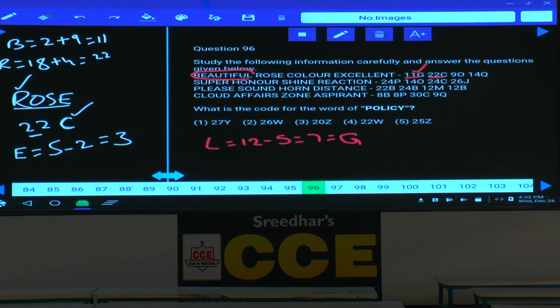Similarly here, now in this word color, R is 18. How many letters are there in this word? How many vowels are there? There are 3 vowels. 18 minus 3 is 15, and the 15th letter is O. Hence, for this one we got it as 9 O.